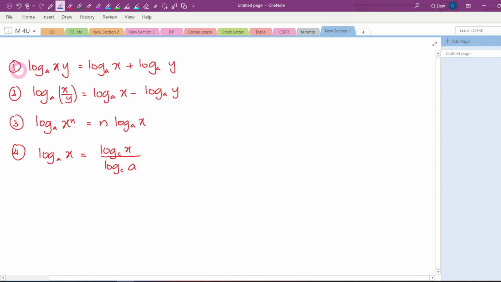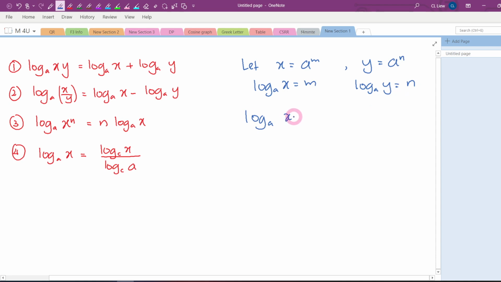Let me prove the first one first. Let x equal to a power m and y equal to a power n. So if you want to change the way of writing this into a logarithmic form, then it will be log base a of x is equal to m, and this one log base a of y is equal to n. Now, log base a of xy is equal to log base a of, okay, what's x? x is equal to a power m. What's y? a power n.